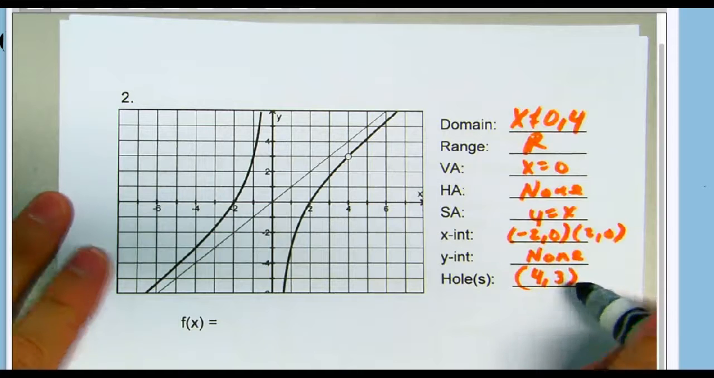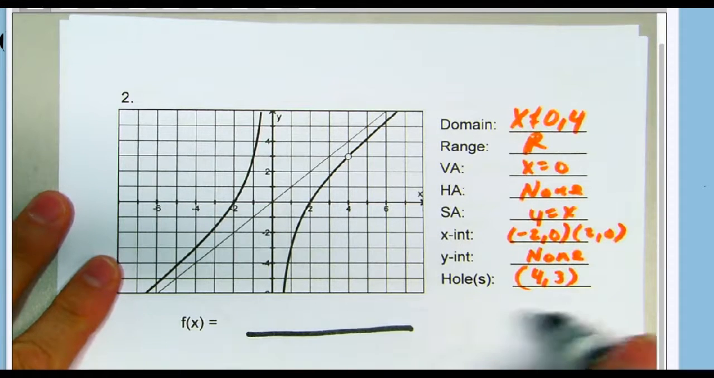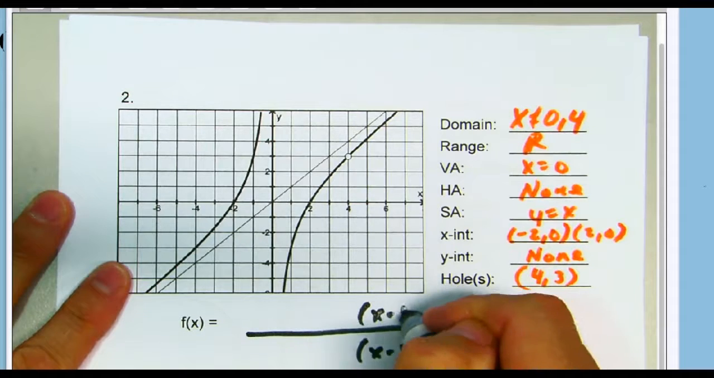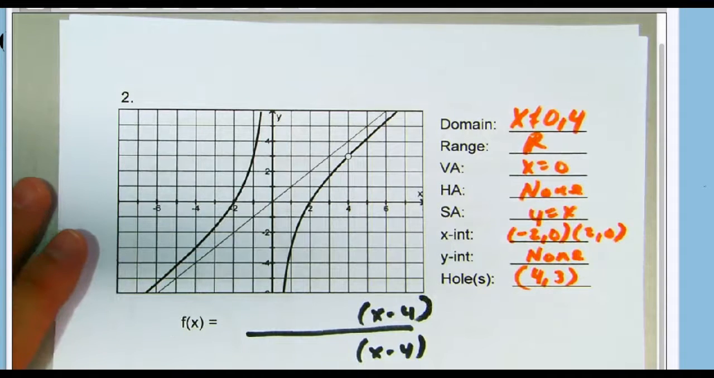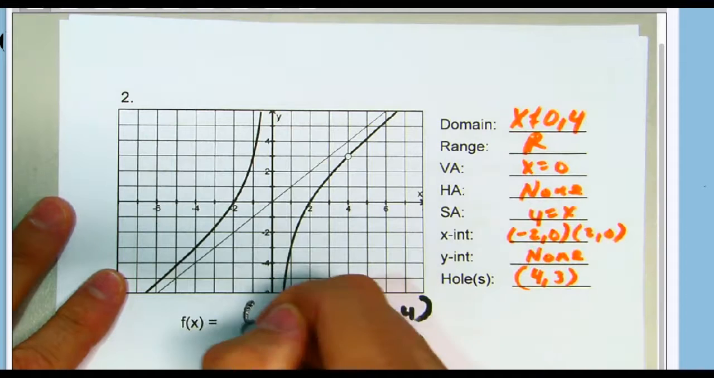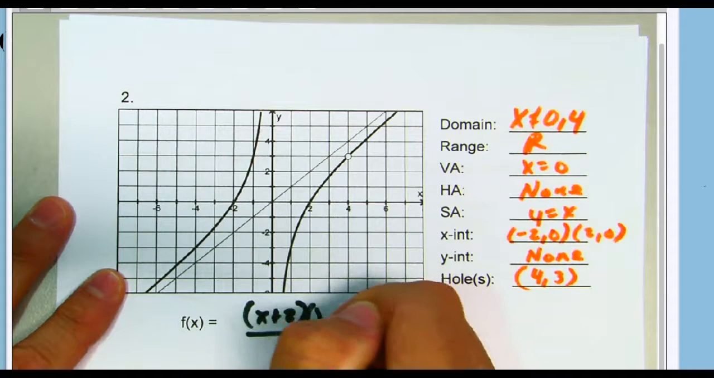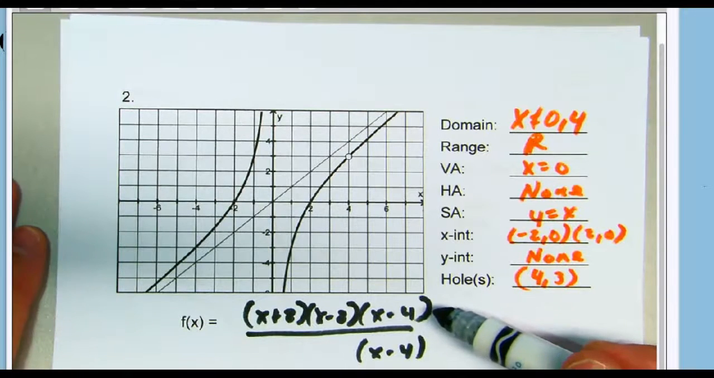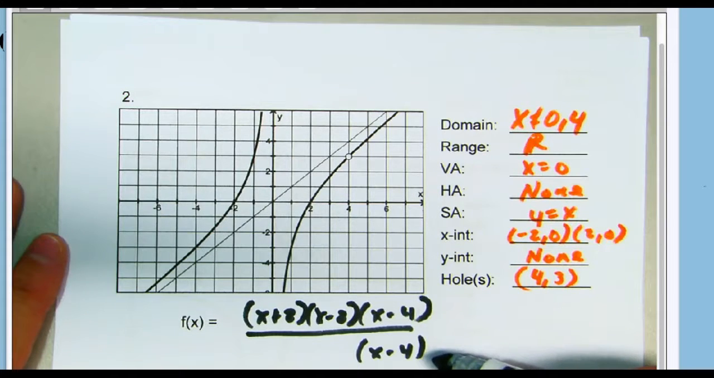Well, I see that first of all I have a hole. So when I have a hole, I got to put in an x minus 4 and an x minus 4, top and bottom. And then I also see that my x-intercepts, that will be in the numerator. Remember, the zeros come from the numerator, so I'm going to have an x plus 2 and an x minus 2. Now right now my degree in the numerator is 3. My degree in the denominator is 1.